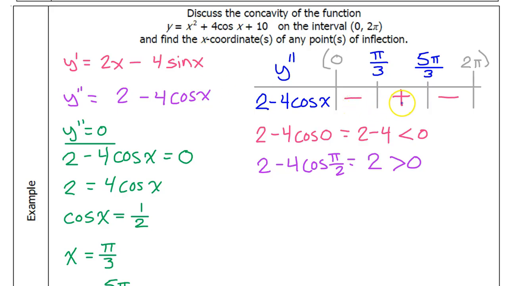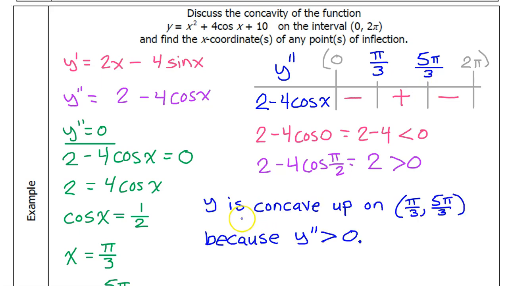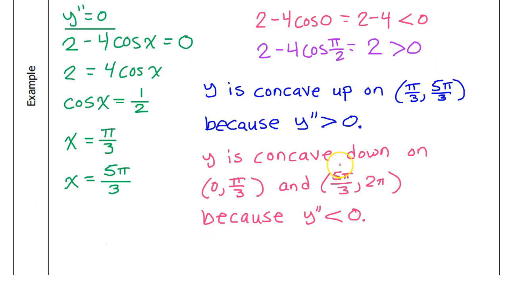Wherever y double prime is positive, y is concave up, and that's going to be on the interval from pi over 3 to 5 pi over 3. We say y is concave up on the interval from pi over 3 to 5 pi over 3 because y double prime is positive. Y will be concave down wherever y double prime is negative, and that's on the interval from 0 to pi over 3 and 5 pi over 3 to 2 pi. We say y is concave down on the interval from 0 to pi over 3 and 5 pi over 3 to 2 pi because y double prime is negative.